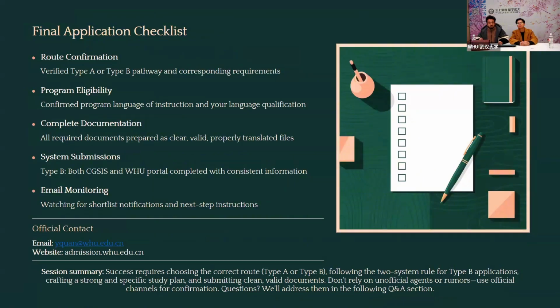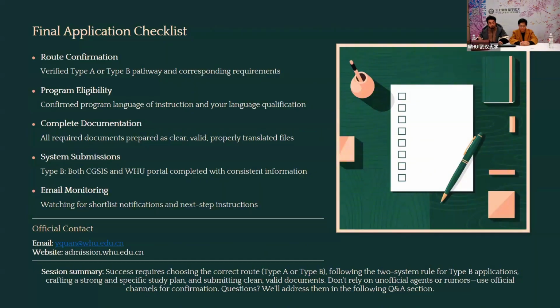And the final application checklist. You have to confirm through which route you are going to apply. Verify the type A or type B pathway and corresponding requirements. And then next, program eligibility. You have to read all the eligibility and instructions on the Wuhan University official website, language proficiency and qualification. And then you have to select your program.